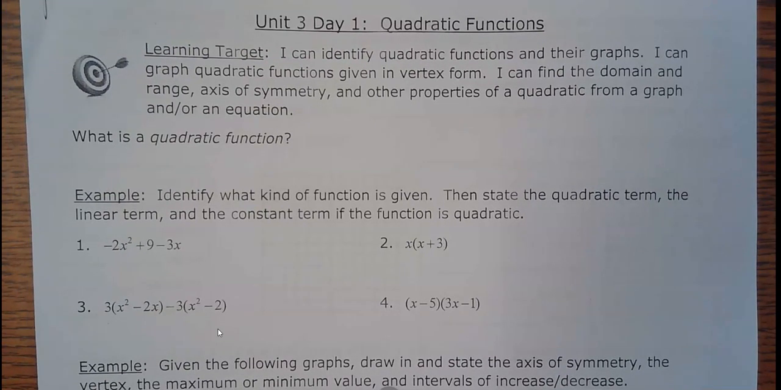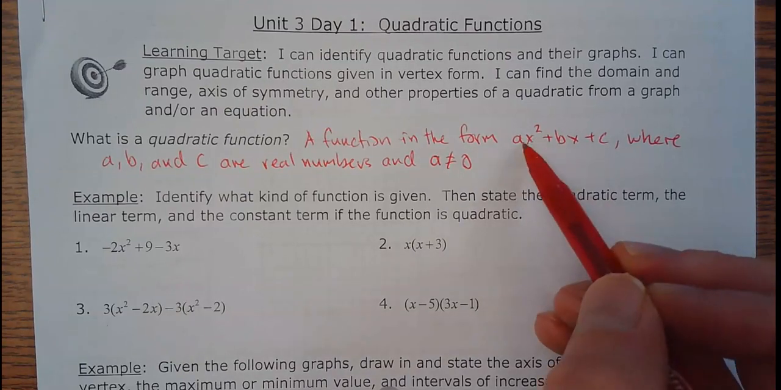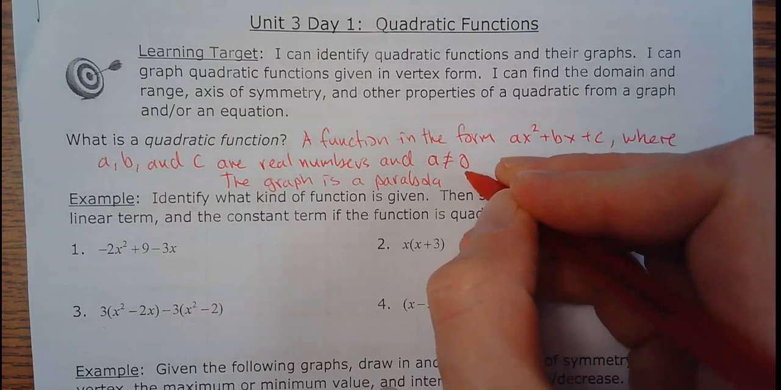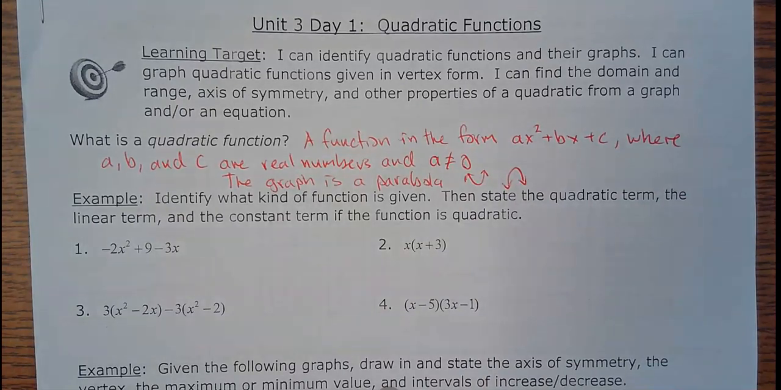So first off, what is a quadratic function? It is a function that can be written in the form ax squared plus bx plus c, where a, b, and c are real numbers, and a is not equal to 0. Because if a was equal to 0, there would be no x squared term. The graph of these is a parabola, and a parabola is either a U-shape or an upside down U-shape. So it's going to be one of those two for what we're doing.